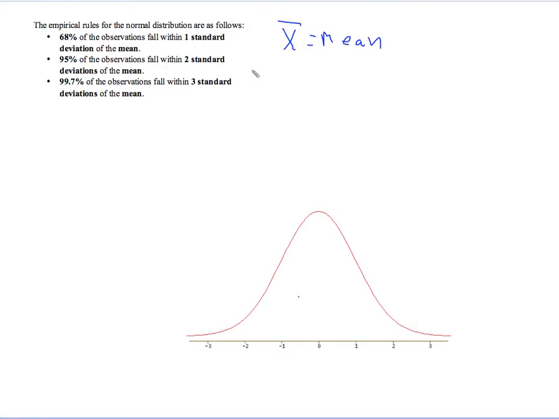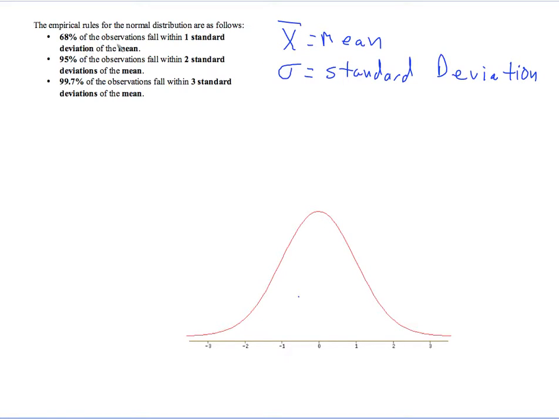And then you have the standard deviation, which is the lowercase Greek symbol sigma. So standard deviation and mean. And if you remember what standard deviation is, that's the average distance that each number is away from the average.